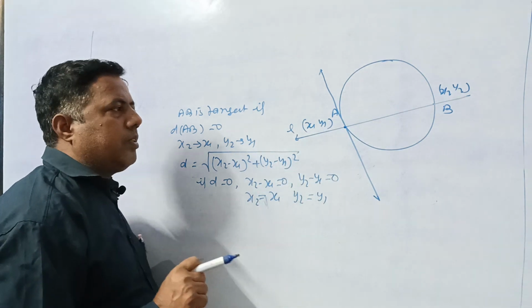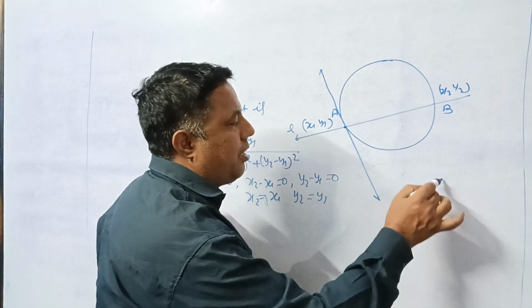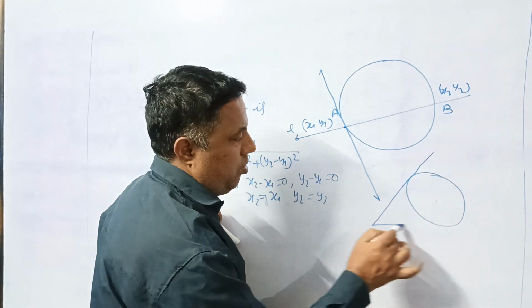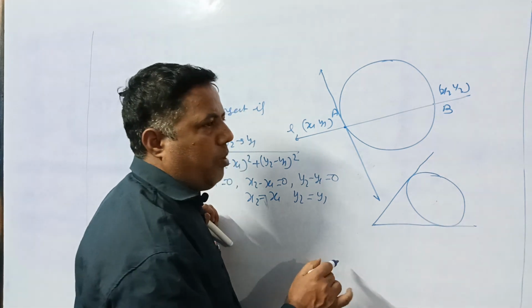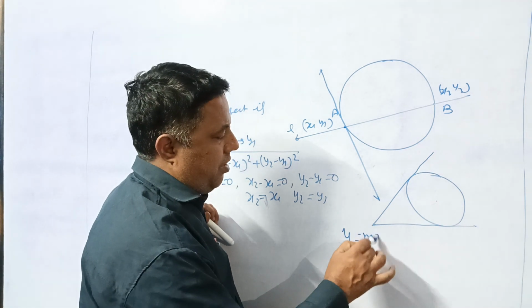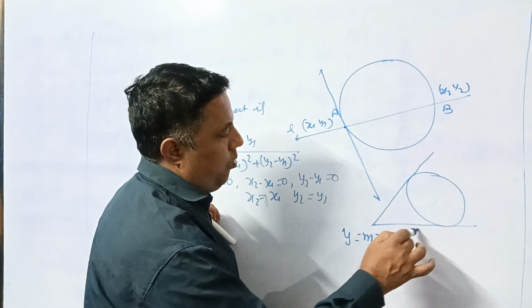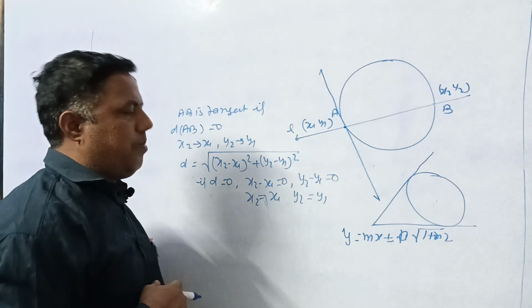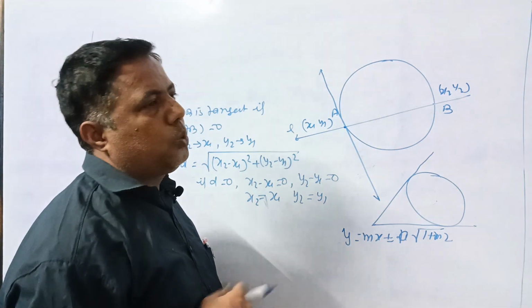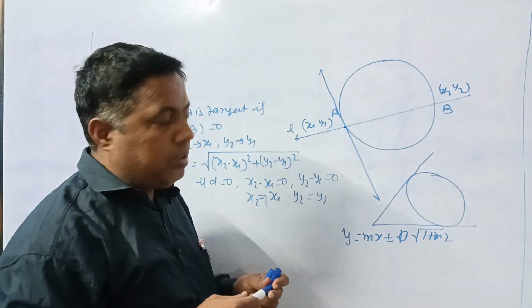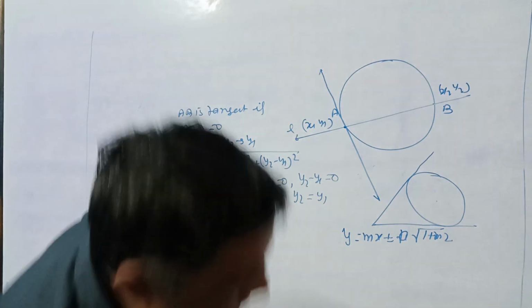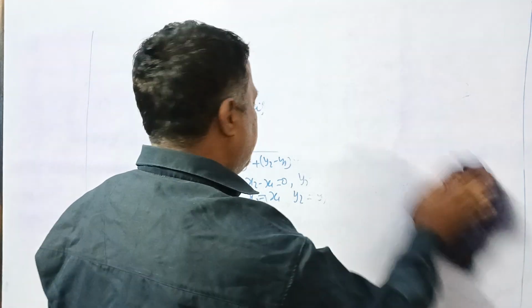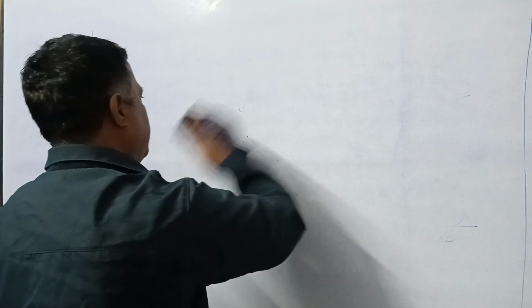The maximum number of tangents of the circle that can be drawn is 2, because the equation of the tangent in slope form is y equals mx plus or minus a under root 1 plus m square. From here we can say that the value of m is plus and minus, so we get 2 tangents. तो अगर पॉइंट आउटसाइड है तो मुझे 2 tangent मिलेंगे. If the point is on the circle, then we have only 1 tangent of the circle.